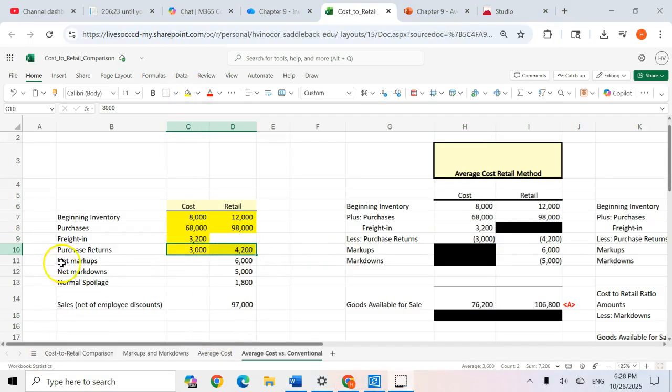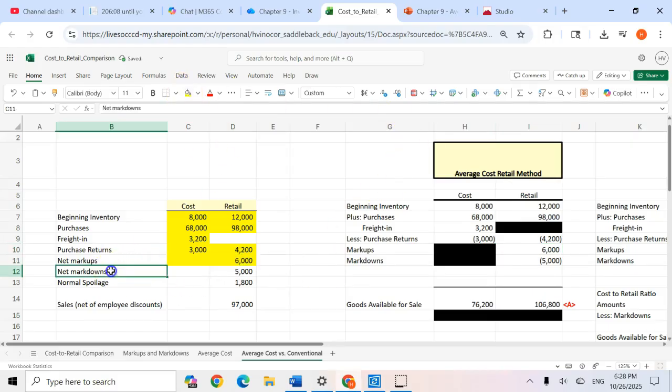The next item is net markups, which we have dealt with before, and that's going to be an increase in the retail amount in the retail column. And so now we've dealt with this number. Next is net markdowns, which also goes under the retail column. However, and this is where we see some changes.